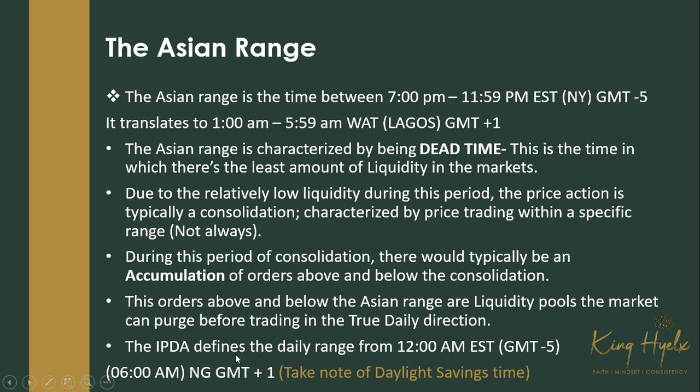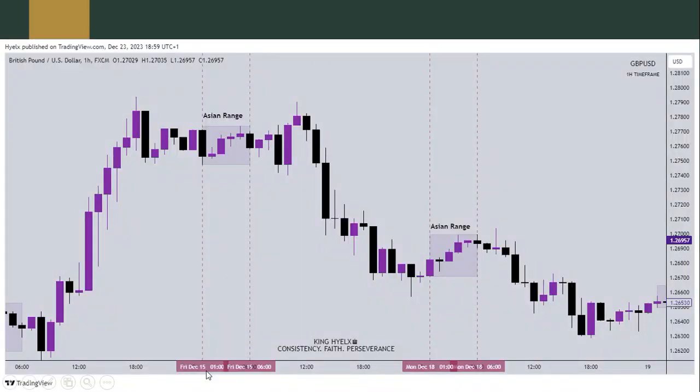So the interbank price delivery algorithm defines the daily range from 12 a.m. Eastern Standard Time. So as soon as it's 12 o'clock, we're done with Asian range, 12 a.m. in New York, and then we've begun a new day. That's 6 a.m. GMT plus 1, right? Now, remember we said in Nigerian time. So on my TradingView, I'm using my Nigerian time, right? So as you can see, this is 1 a.m., right? This is 6 a.m., the beginning of the new day, because I can't set this on 5:59, right?